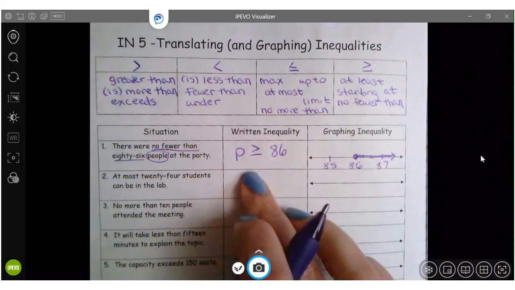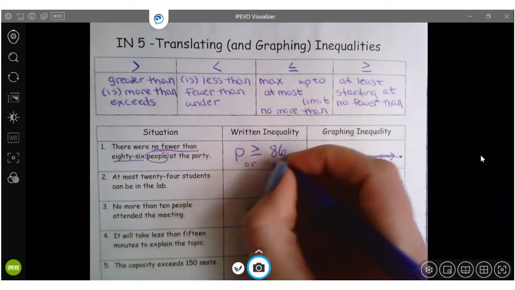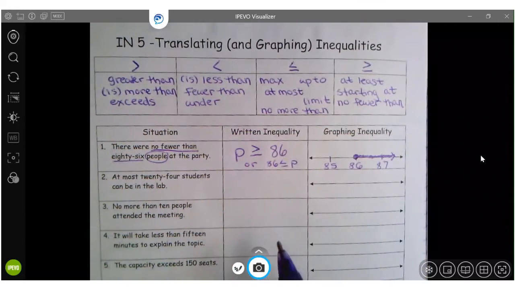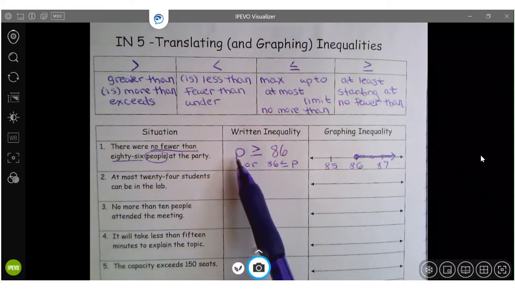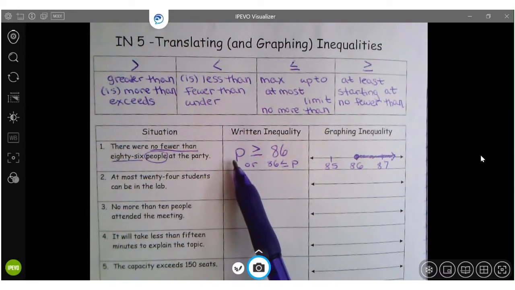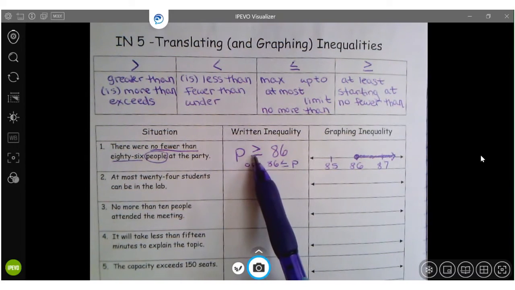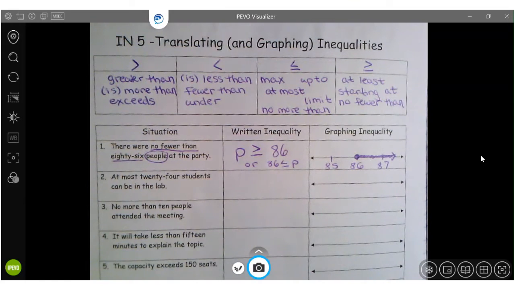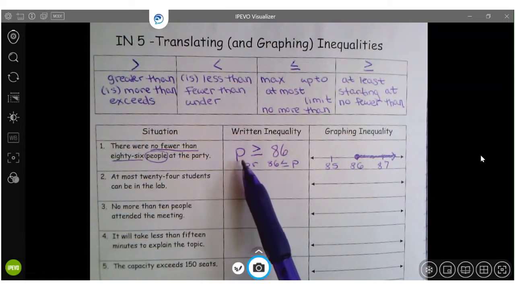Now, of course, you could write this the other way. You could write it 86 is less than or equal to P. However, when I'm translating, I feel like it's a whole lot easier to list the variable first. It gives you a starting point. You already have part of your inequality. You have the variable. Then you just have to decide if that variable is going to be more than or less than, or of course, more than or equal to, or less than or equal to the number you're comparing it to. So I would recommend anytime you write an inequality from words, start with the variable.